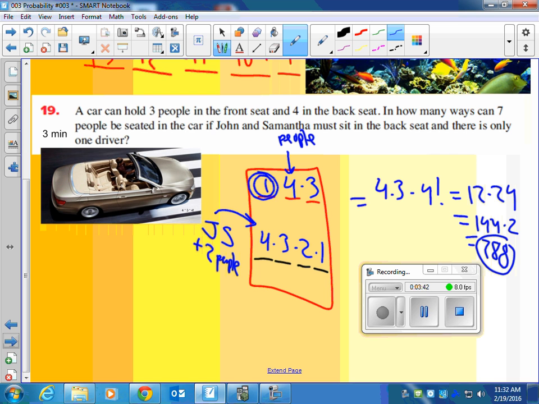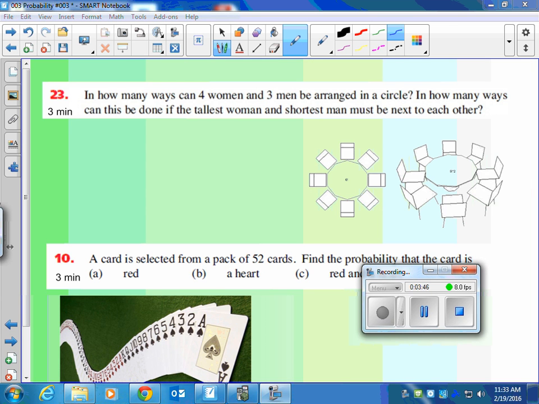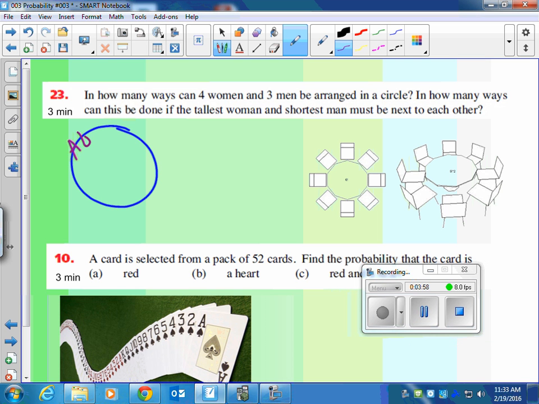Good question. How about another one? Any other ones you want to see? All right, 23 is a circle table, and it says how many ways can 4 women and 3 men be arranged in a circle? So how many total people are there? Well, there's 4 women, A, B, C, D, and there's 3 men, A, B, C. So how many can they go in a circle? We talked about this. There's 7 people, but in a circle, you just subtract 1 to get 6 factorial. Are you okay with that?